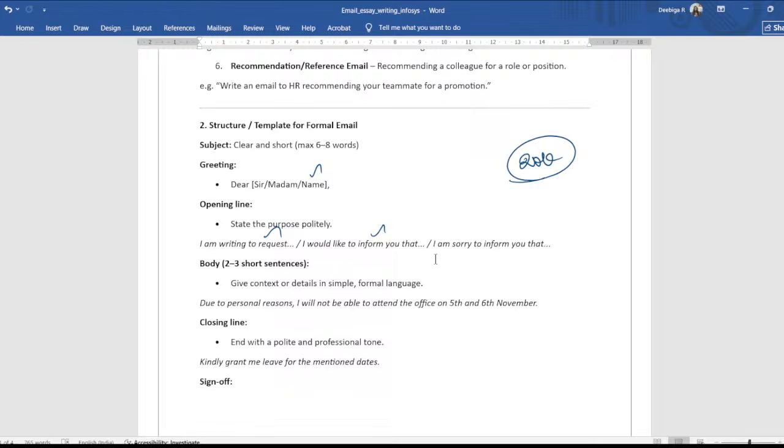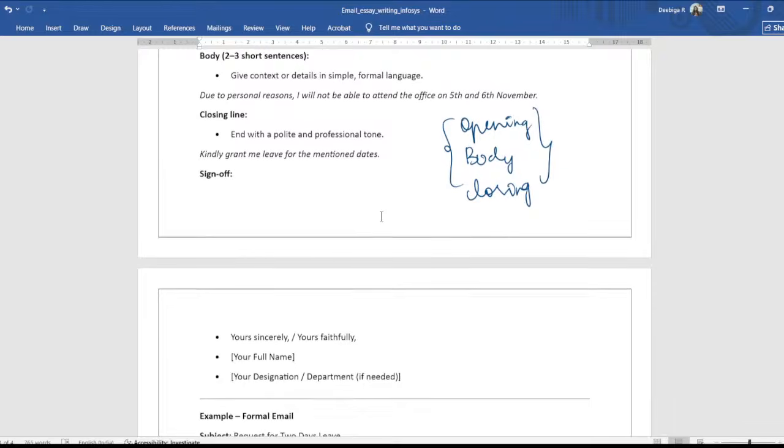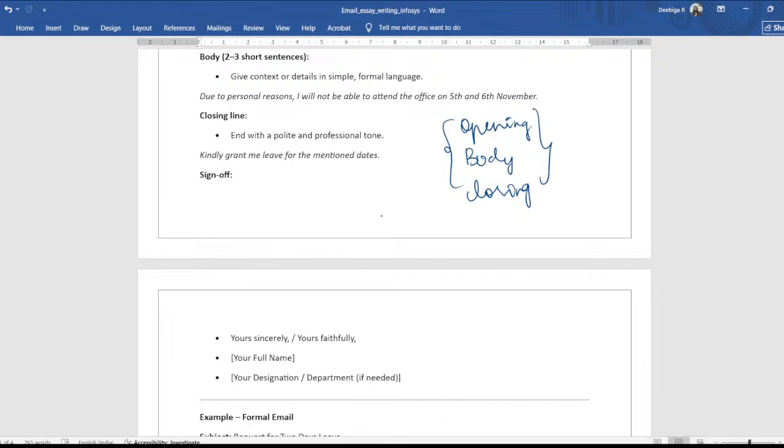You can give context or details in simple formal language, and with the closing line, you can end with a polite and professional tone. So an opening line, a body, and a closing line. This is very, very important. This gives a structure to your email. And finally, you can give a sign off. You can say thanks and regards, yours sincerely, faithfully, with your name and designation.